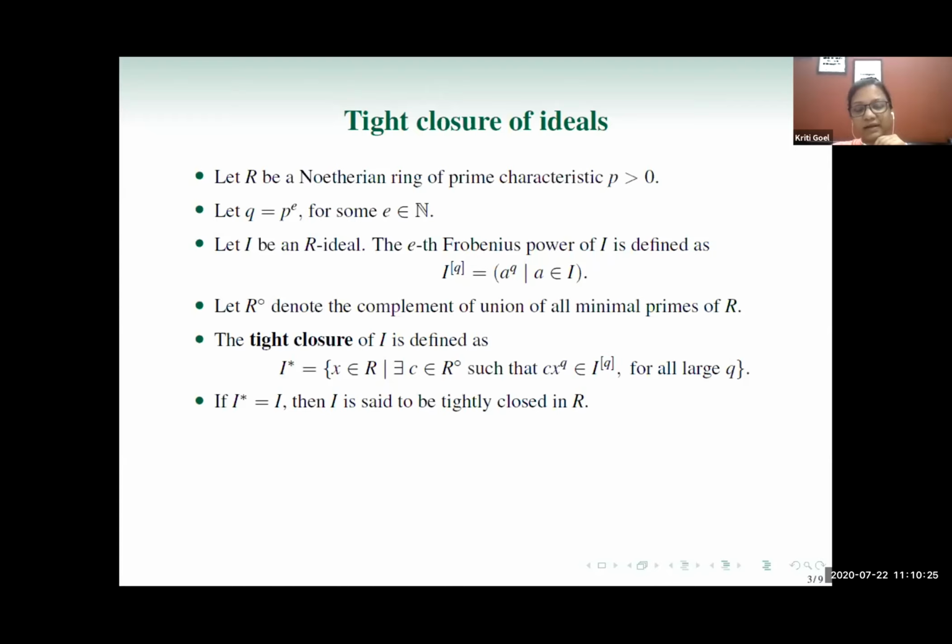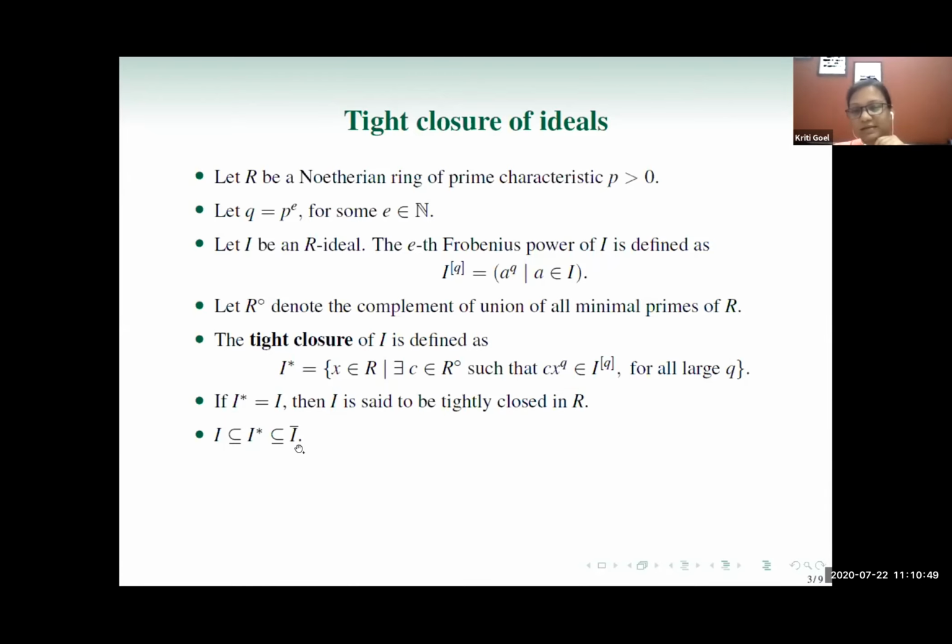Next is a very interesting containment relation. We studied the tight closure, and we looked at the integral closure of the ideal. This is an interesting containment relation which is true for these closure operations: I is always contained in its tight closure, which is further contained in its integral closure.